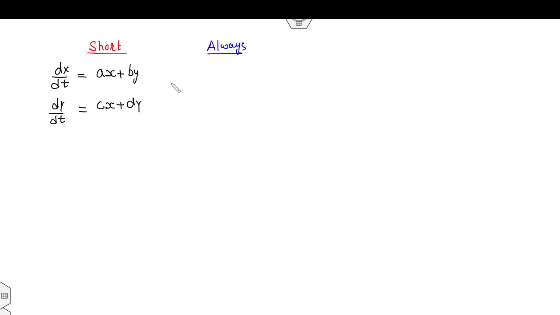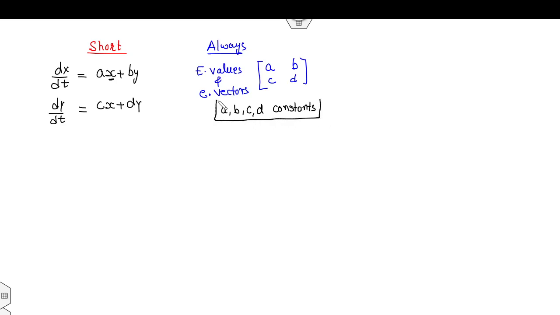always try to find the eigenvalues of the matrix. The matrix is the linear matrix A, B, C, D. Find the eigenvalues, find the eigenvectors. But one thing to keep in mind, that A, B, C and D are my constants. Fine. Only then can you find its eigenvalues and eigenvectors.